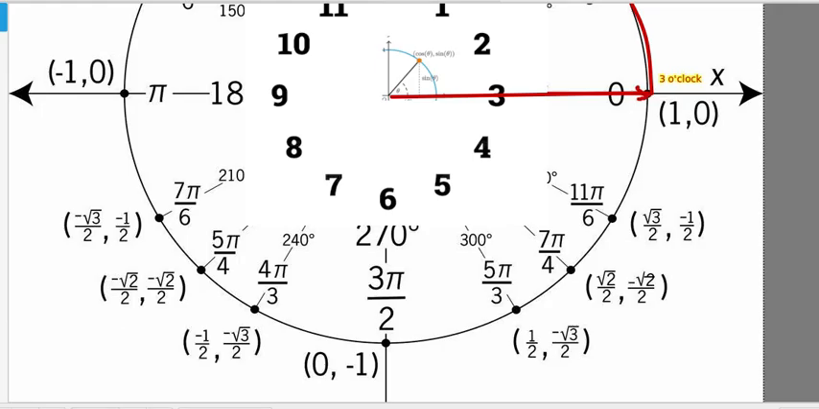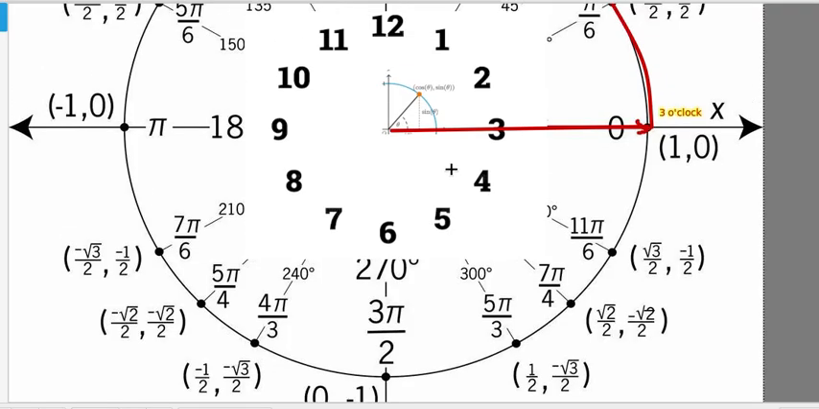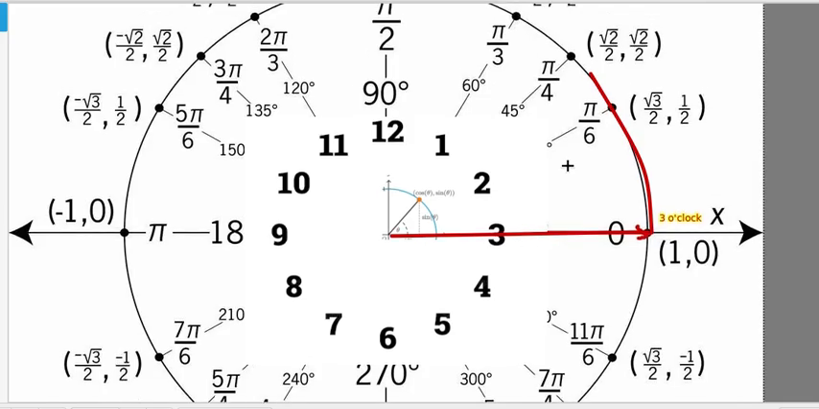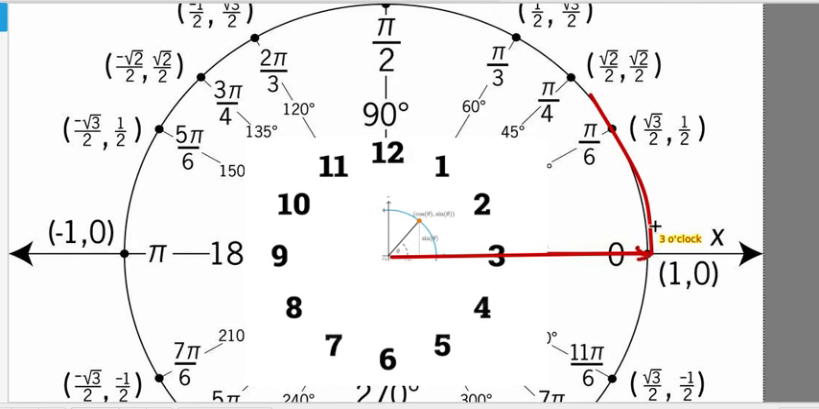Why use radians? Radians are a natural way to measure angles because they relate directly to the circle's radius. If you take the length of the radius and bend it along the edge of the circle, that length becomes 1 radian. A full circle is 2 pi radians because the circumference of a circle is 2 pi times the radius.